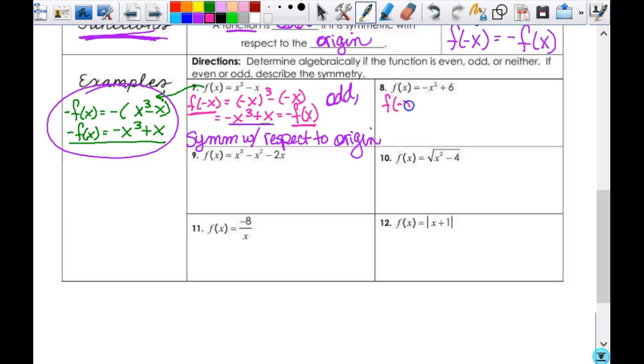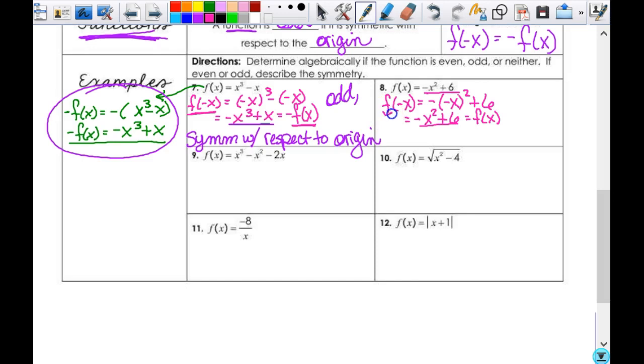F of negative x, so all I'm doing is substituting in negative x. I've got negative, and then negative x squared plus 6. First step, zero work, you just substitute it in. So what's negative x squared? X squared, right? But I have that negative sign out front, so that gives me negative x squared plus 6. I compare this to this. Does it look identical? Sure does. So that means that that is equal to f of x.